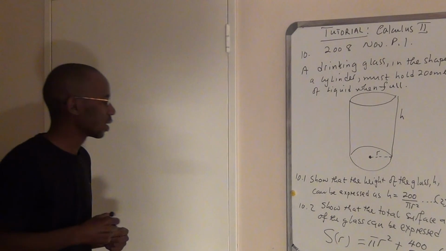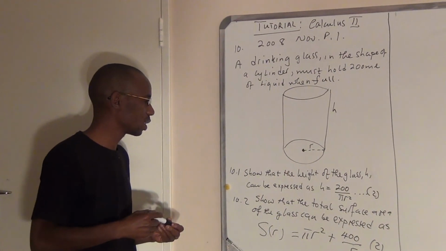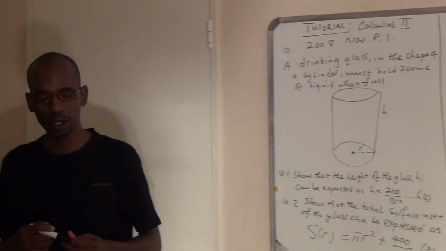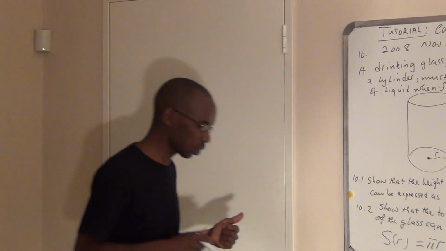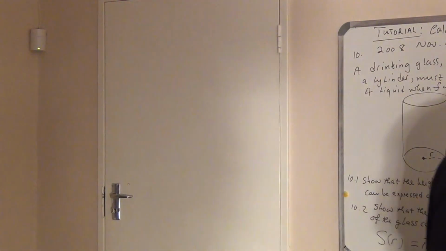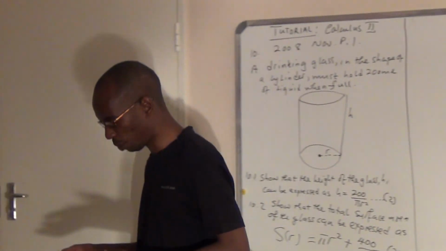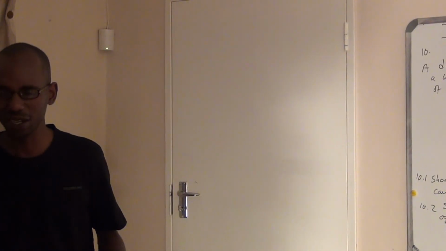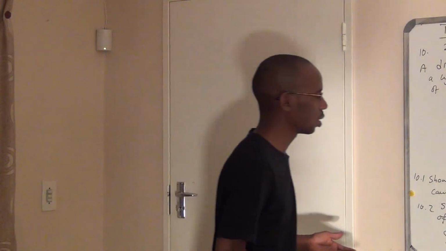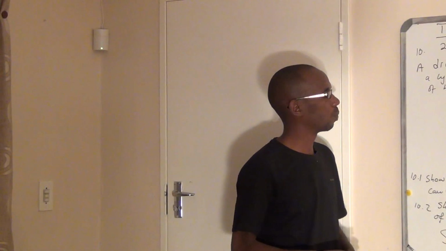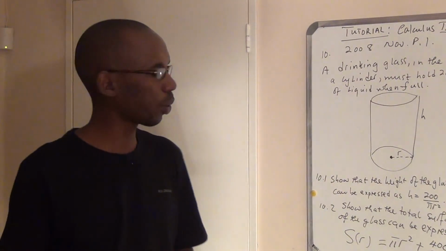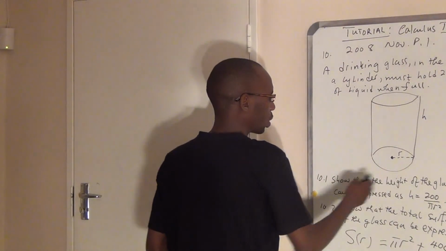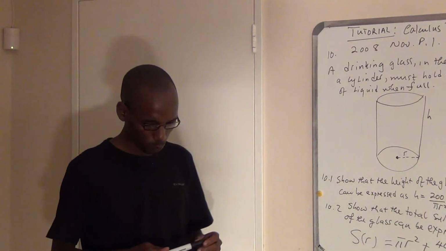So, show that the height of the glass can be expressed as h equal to 200 over pi r squared. There's two things. Okay, there's the first thing that I actually want you to see. Look, somehow we're talking of pi r squared. What comes into your mind when we talk of pi r squared? It's area, isn't it? Area of a circle. Where is the 200 coming from? We have been told the volume that this glass must actually hold when full is 200. So don't you think we're probably getting this from the volume of the glass?